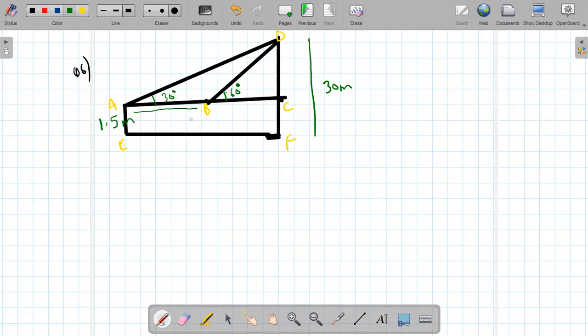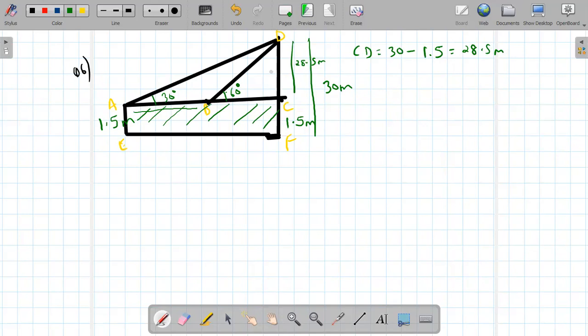So first thing to note is that this figure that you find here is a rectangle. So this is 1.5. So this portion is also going to be 1.5. So this distance CD is going to be 30 minus 1.5. So we get this as 28.5 meters. So this distance is 28.5. For calculation purpose, we will not be using 30 because 30 is not part of any triangle. 28.5 is part of the triangle.